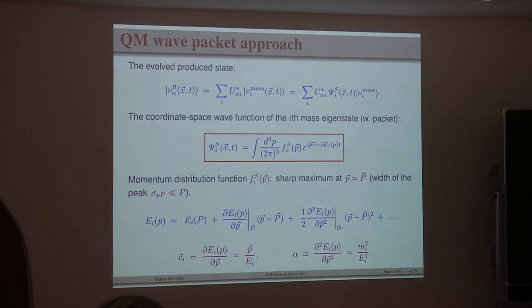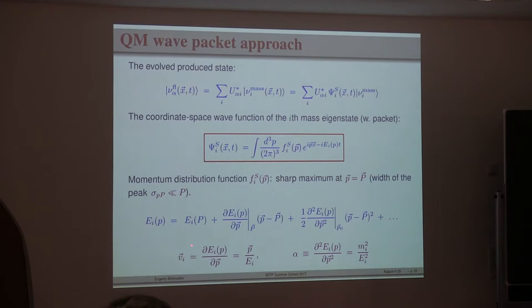So how can we simplify this formula? Assume for simplicity that we consider the Gaussian wave packet. Well, actually we don't need to consider the Gaussian wave packet. Any reasonable shape wave packet which has a peak at some value P0 and is relatively sharp. Then we can expand the exponent of this exponential factor near this maximum of the momentum distribution function, which we call capital P. So we take energy as the energy at P capital plus dE over dP times P minus P capital plus higher order terms. And if this maximum is sharp enough, then we can actually neglect these higher order terms.